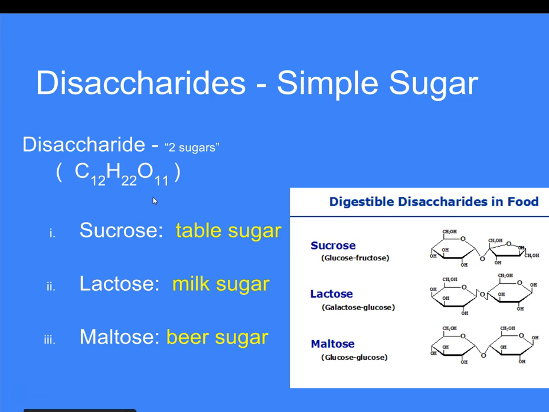So these three types of disaccharides are sucrose, lactose, and maltose. And these are a combination of the monosaccharides. So sucrose is built with glucose and fructose joining together. Lactose is built with a galactose molecule and a glucose molecule, and maltose is joined by 2 glucose molecules.